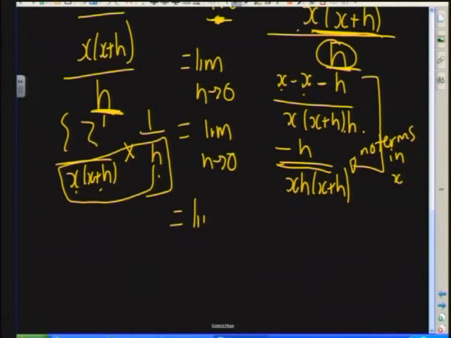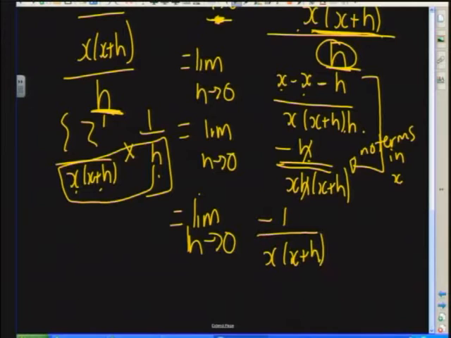Okay, so this is equal to the limit of just terms in h. It doesn't have to be a single h, but there's got to be terms with h in them. So what we can see is going to happen here is that h and that h are going to cancel. And we're left with minus 1 in the numerator over x times x plus h.